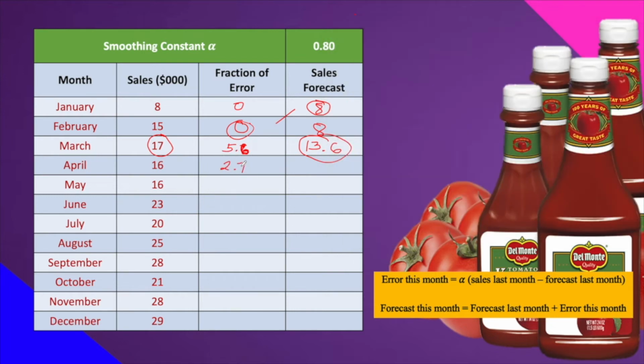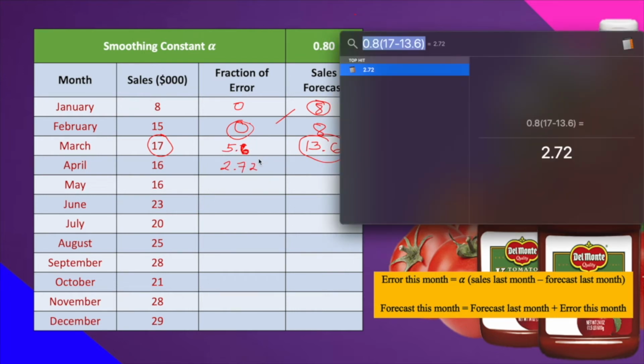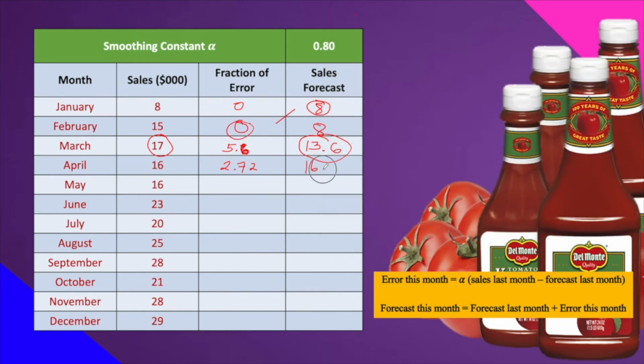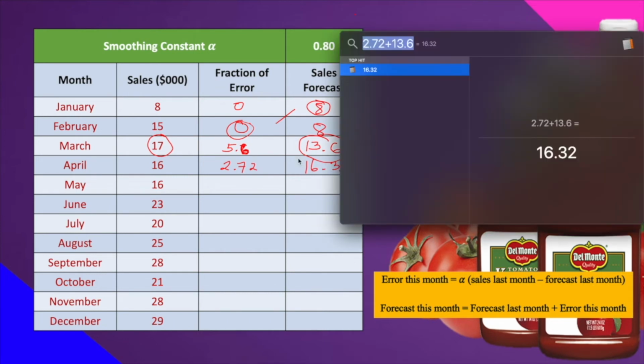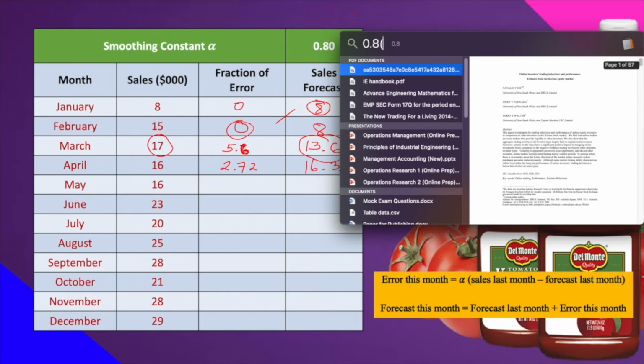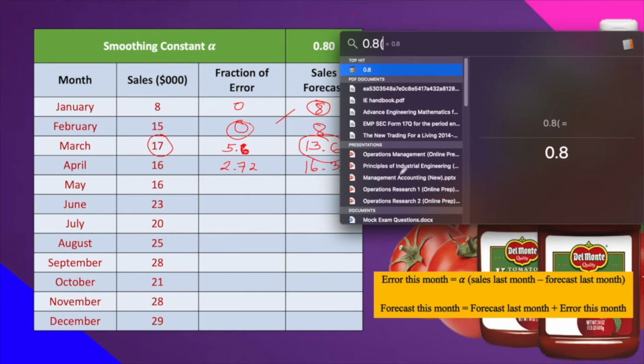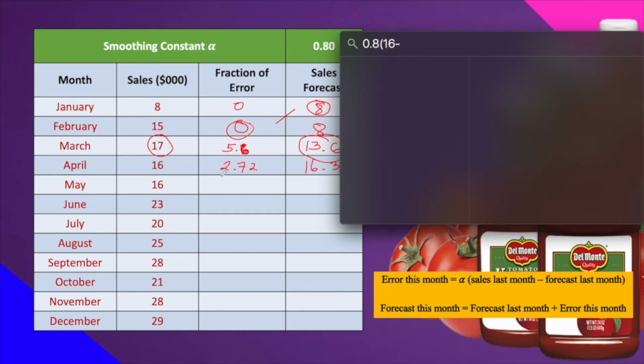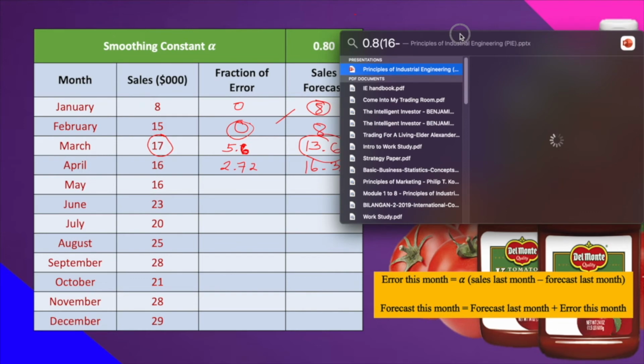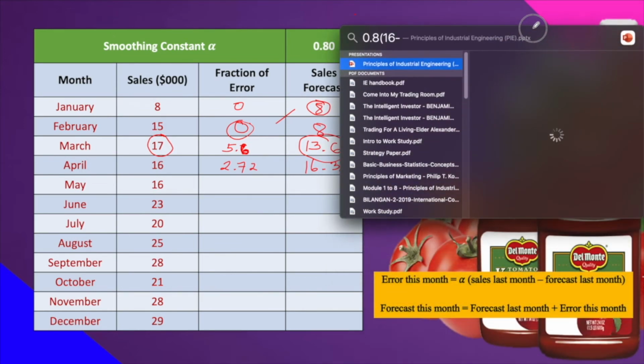Okay, so 2.72 plus 13.6. That is 16.32. So, 16.32 forecast for the month of April. Okay? So, 0.8, error this month ulit tayo. 0.8 multiply to our sales last month, which is 16, minus sales forecast last month, which is equivalent to 16.32.